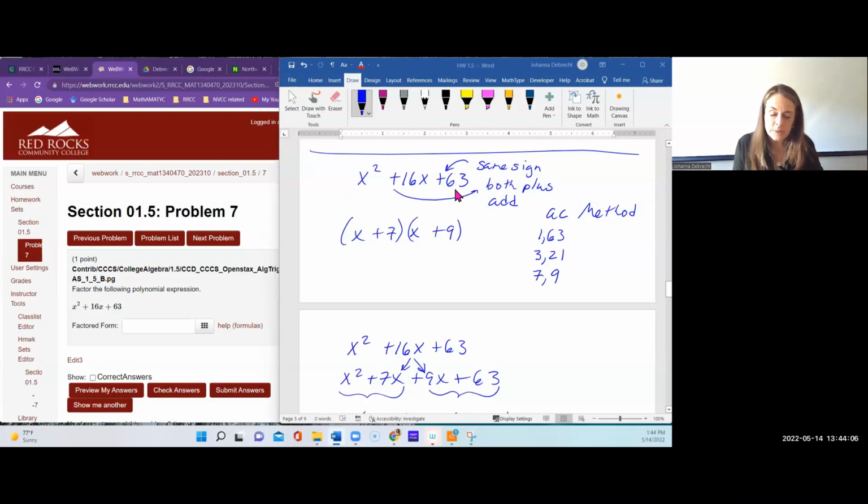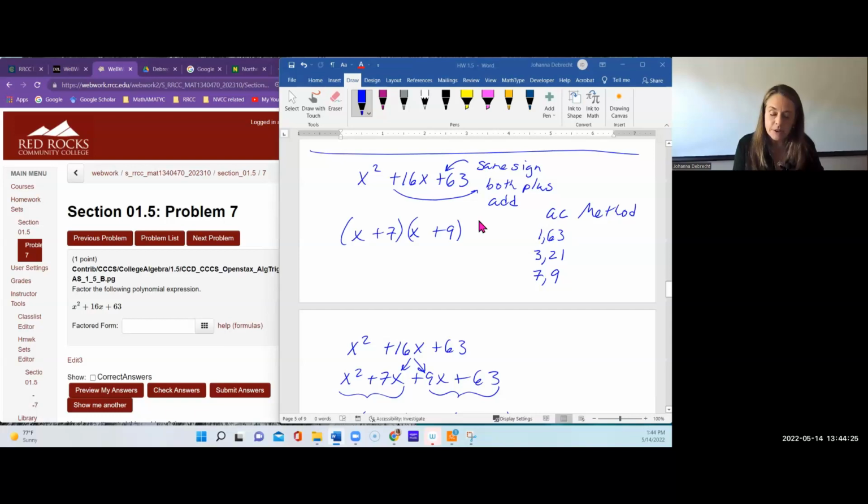When you're looking at this problem, notice that the last sign is a positive, indicating that they're both going to be the same, and the middle sign is a plus, therefore they're both plus. That means we're going to add. If you're looking for two factors of 63 that add up to be 16, you get 7 and 9.